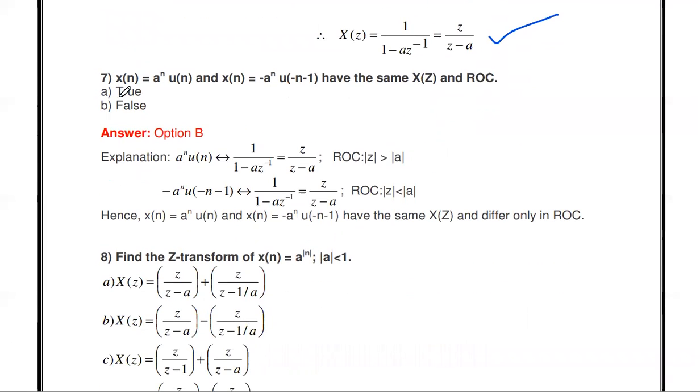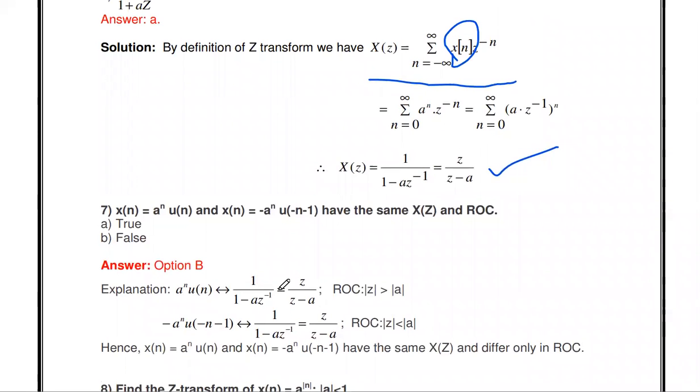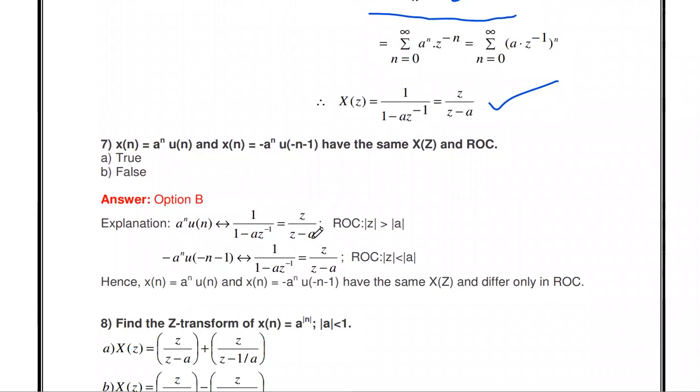Then the next one: x of n equal to a power n u of n and x of n equal to minus a power n u of minus n minus 1 have the same X of z and ROC. Is the statement correct or not? If you solve these two problems separately, we get the same Z transform answer. Just now we solved the a power n u of n problem, whose Z transform is 1 by 1 minus a z inverse, which on rearranging gives z by z minus a.